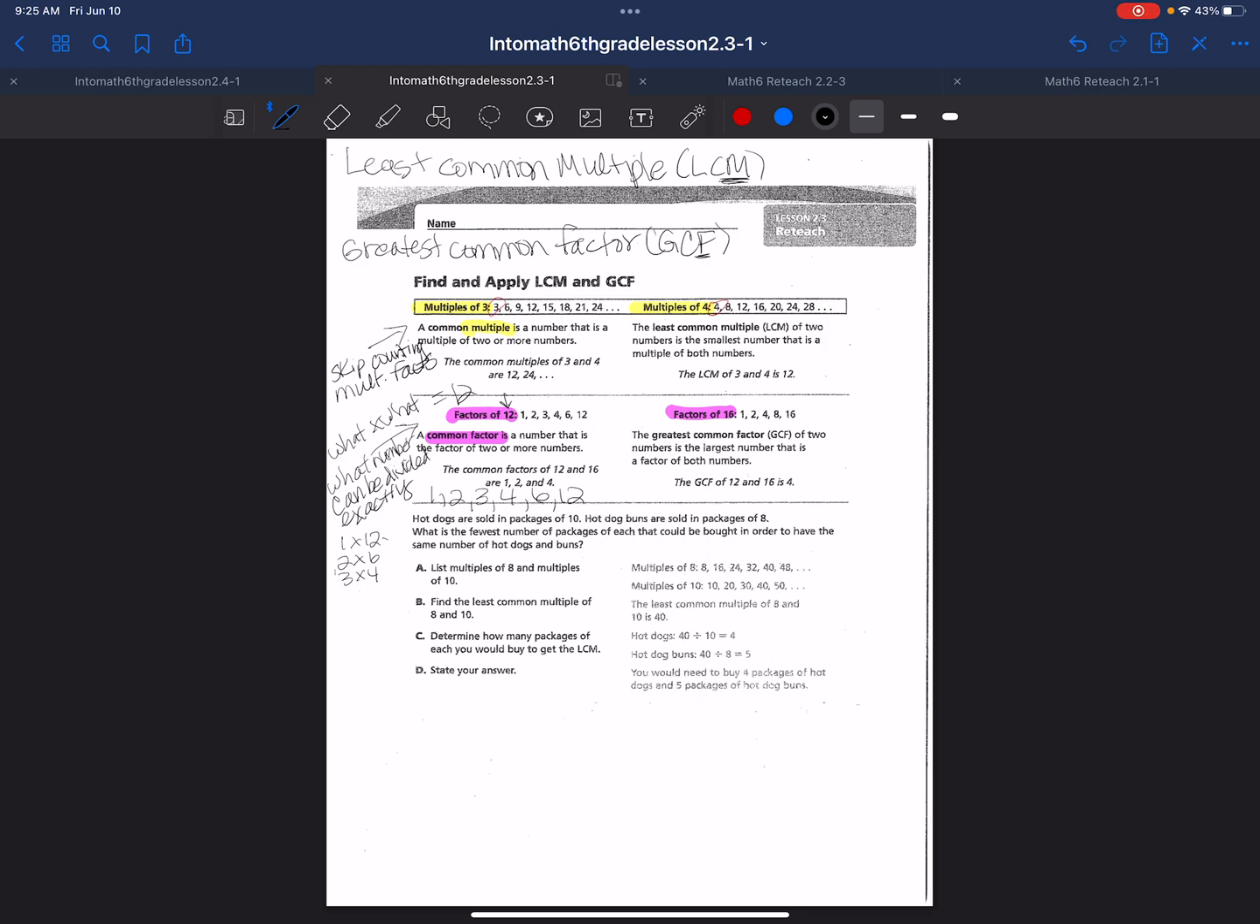Over here we have factors of 16. So what times what is 16? Well, 1 times 16 is 16, and 4 times 4 is 16, and 2 times 8 is 16. Then you want to list your factors in order. 1, 2, 4, 8, 16. That's what factors and multiples are. So that's your vocabulary for today.